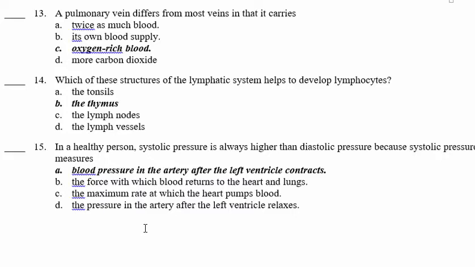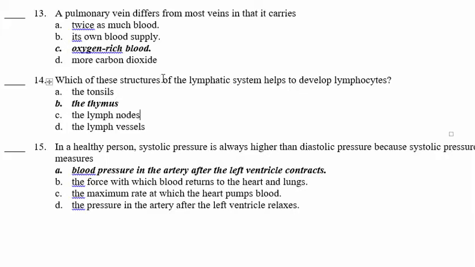Number 14. Which of these structures of the lymphatic system helps to develop lymphocytes? Of course, the lymphocytes are collected in the thymus gland, which is present behind your chest bone, and in this thymus gland they become mature lymphocytes.